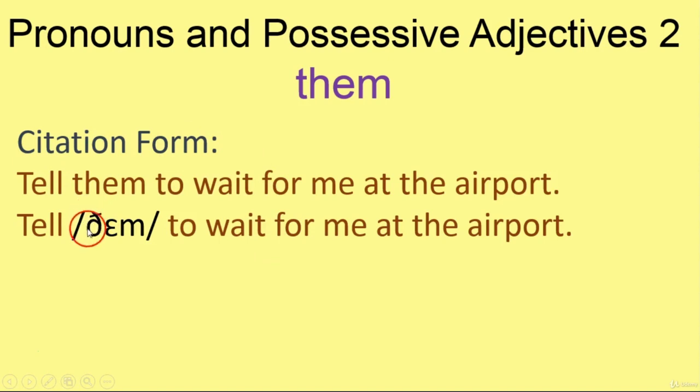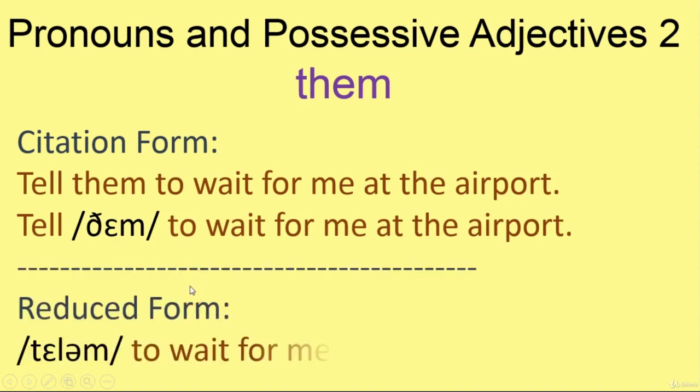This symbol here, as I explained in an earlier lesson, is the TH sound when it's pronounced with the voice. Th. This symbol is E, and then we have M. Them. Them. Tell them to wait for me at the airport.